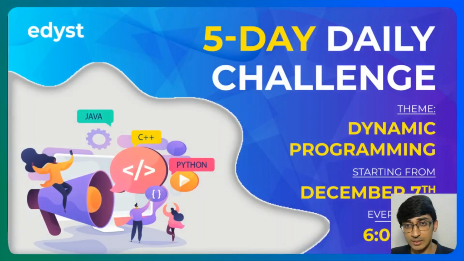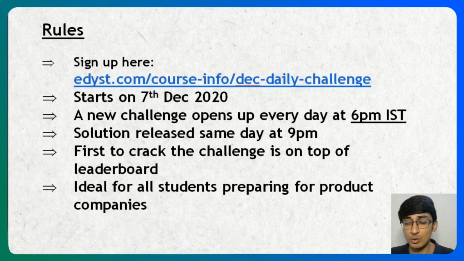If you've been sticking around for so long, then I'm sure you've been enjoying dynamic programming. Why dynamic programming? Because that is the theme of this time's December Daily Challenges. Every day for the last 4 days, including today, we have released a particular problem at 6 p.m. sharp. It started on 7th December and now we are at 10th December, and the solution for the same will be released at 9 p.m., which is exactly what is happening right now. The solution is being released at 9 p.m.